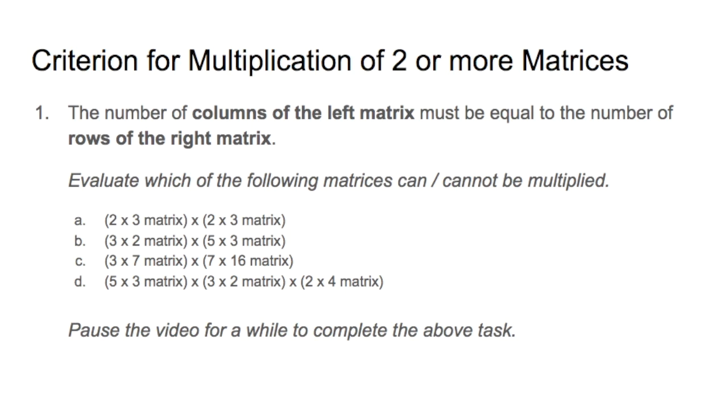And we must establish that there is a criterion for this. And that criterion is that the number of columns of the left matrix must be equal to the number of rows of the right matrix. And so evaluate which of the following matrices can or cannot be multiplied. Please pause the video for a while to complete this task.